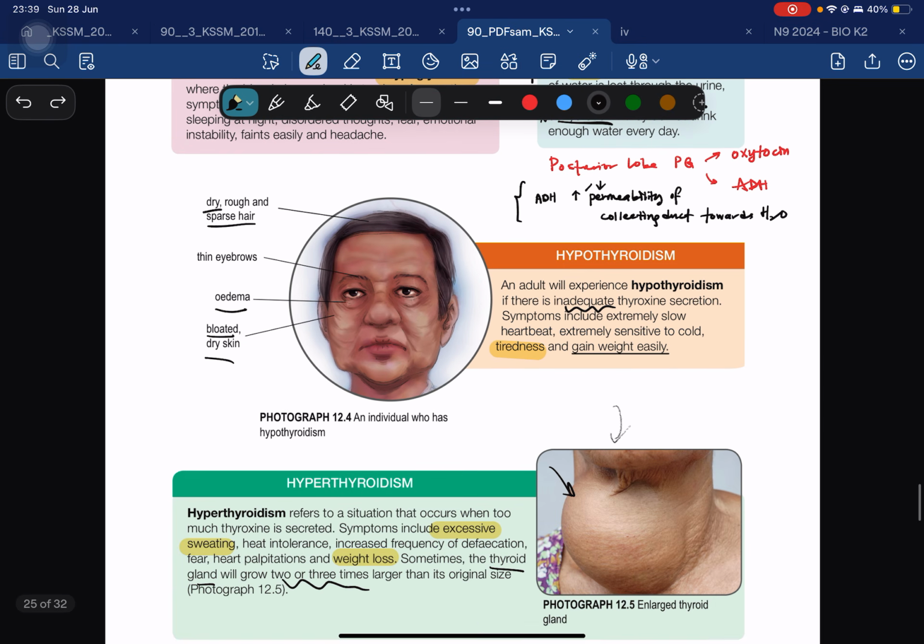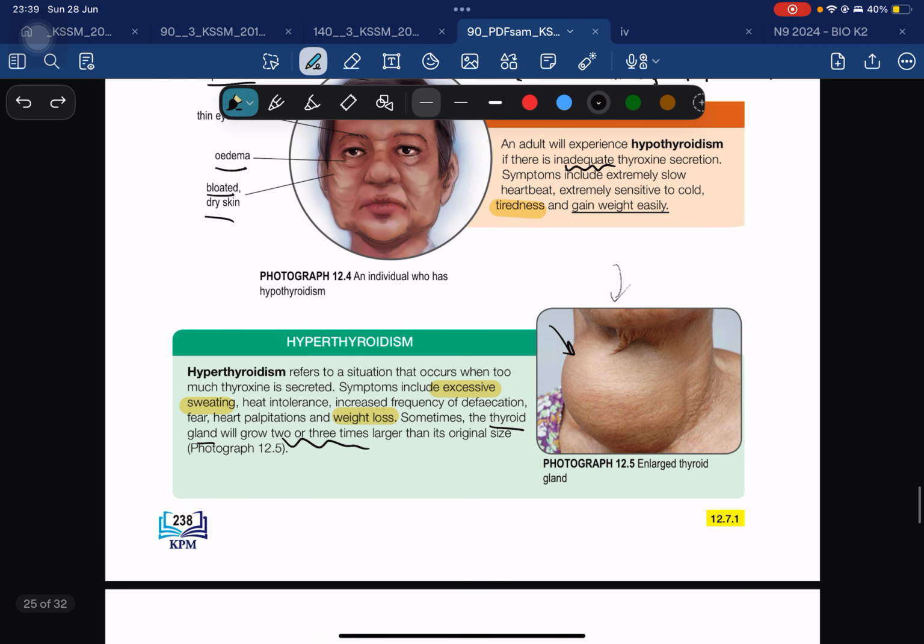For hypothyroidism and also hyperthyroidism, we just mention hypo first. For hypo, because of inadequate or low thyroxine hormone secretion, this will cause what? Maybe we can say a low metabolism rate, is it? So it will cause you to gain weight easily, and it can even cause spots or dry hair. And also your heartbeat will become lower.